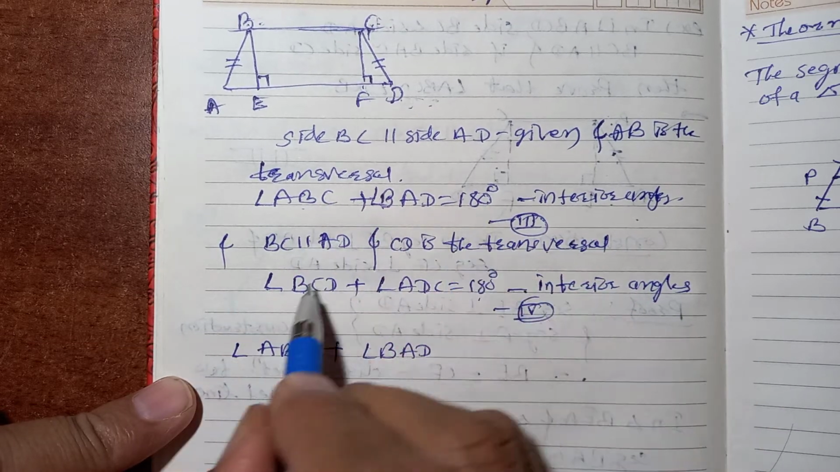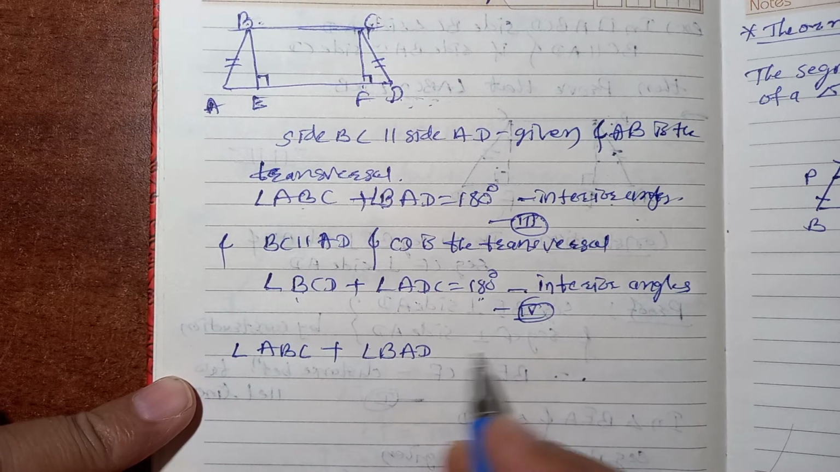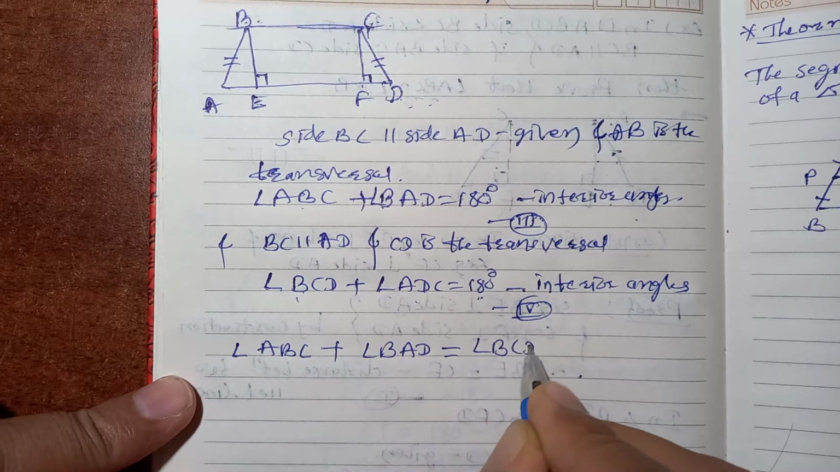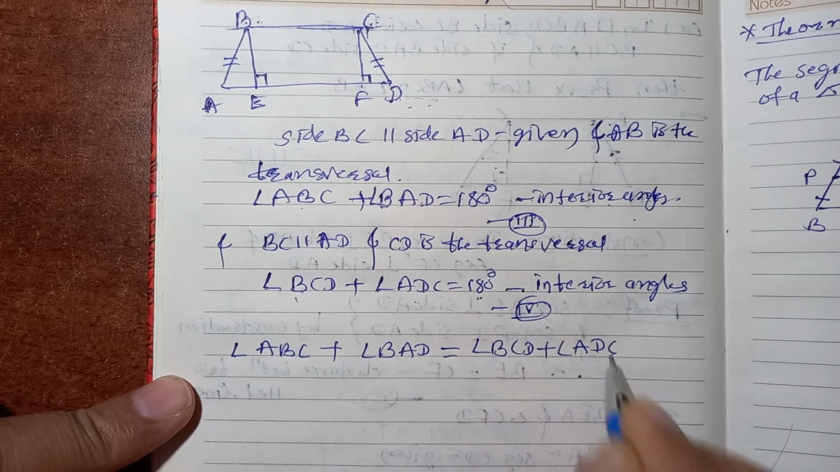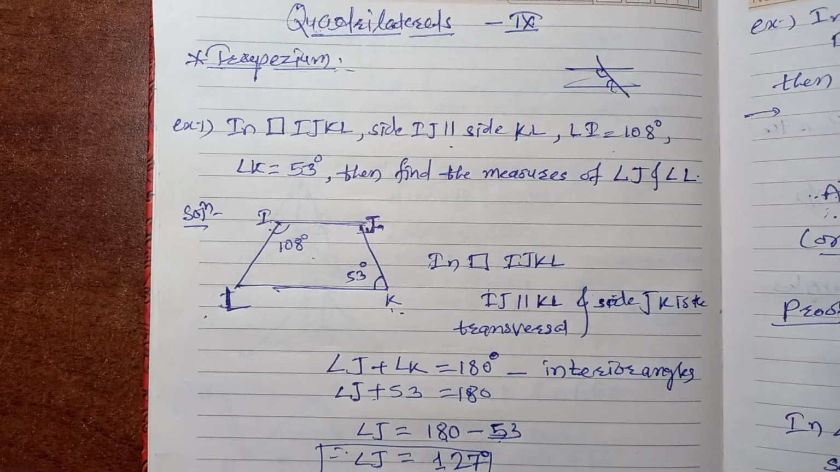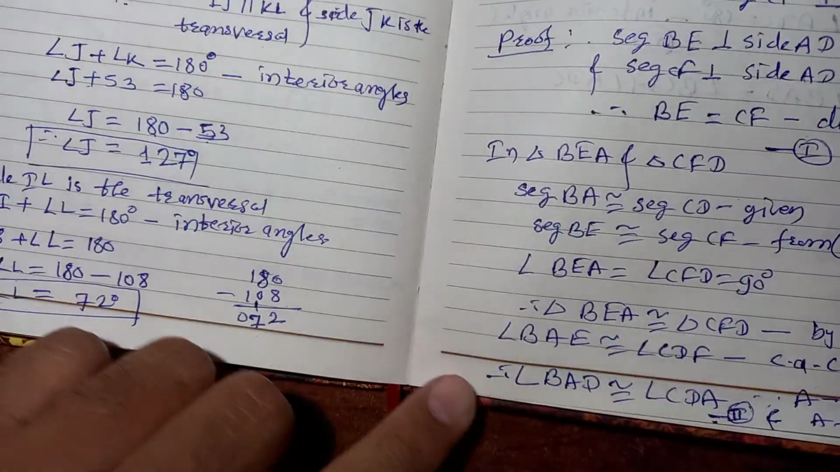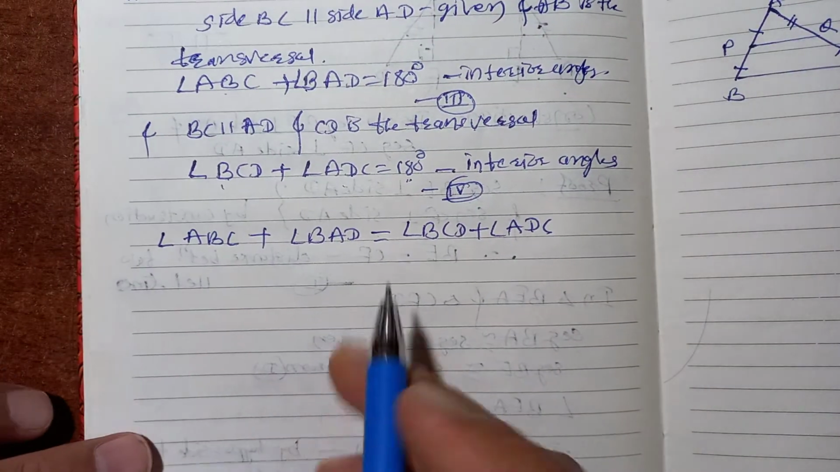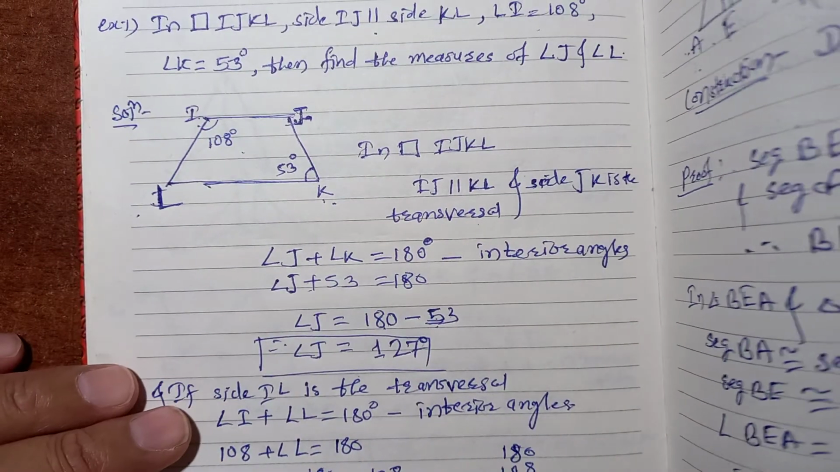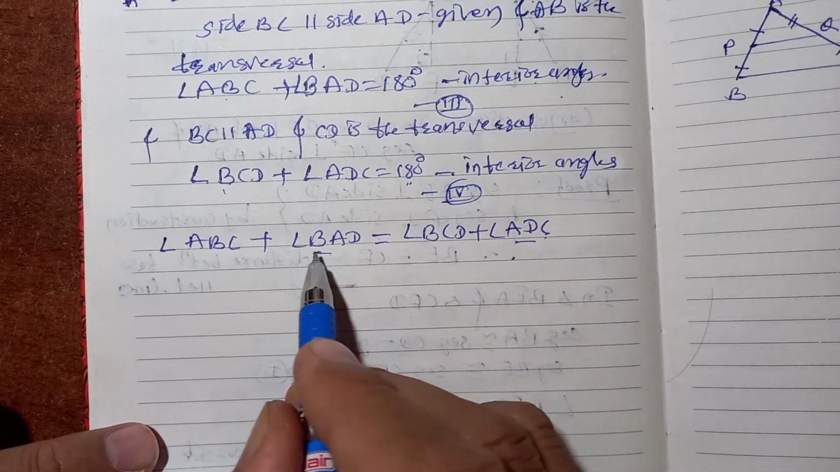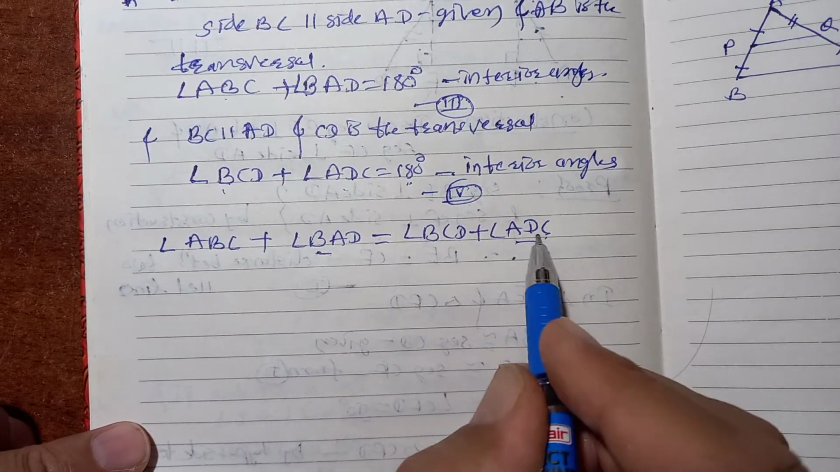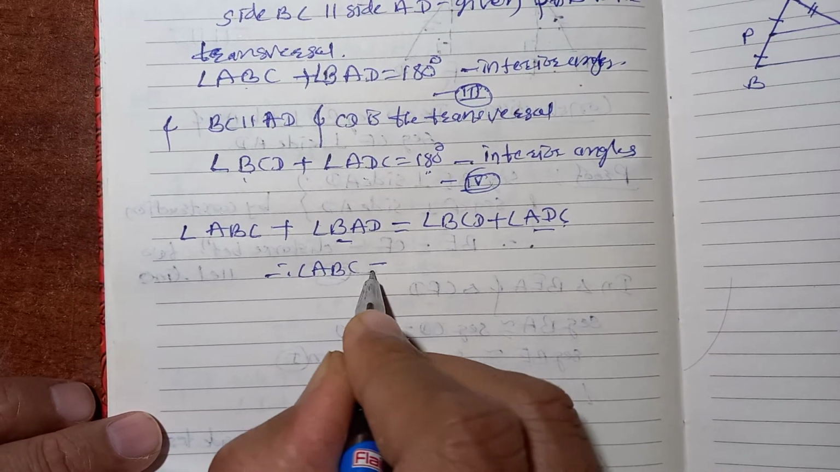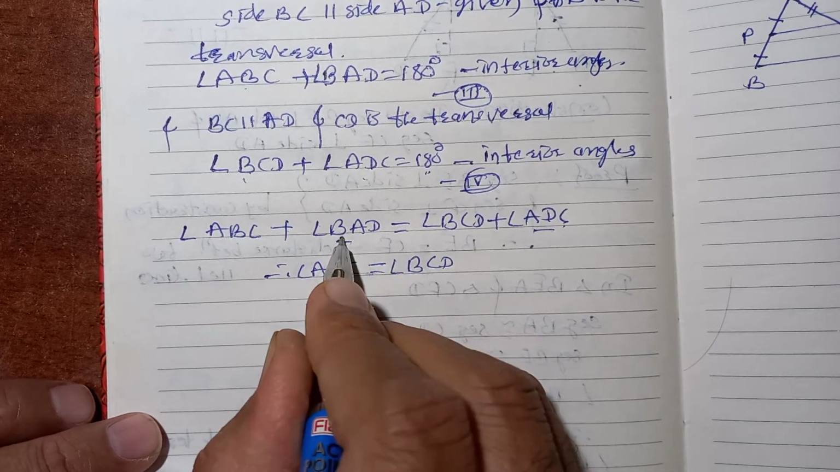So here we can say ABC plus BAD, the sum of these two is 180, and the sum of these two is 180, means both are the same. So left hand side is also the same: ABC plus BAD is equal to BCD plus ADC. But see here, these two angles we already showed congruent. Which two angles? BAD and CDA in second. If these two are congruent, they automatically cancel, so what remains? Therefore angle ABC is equal to angle BCD. These two are the same.